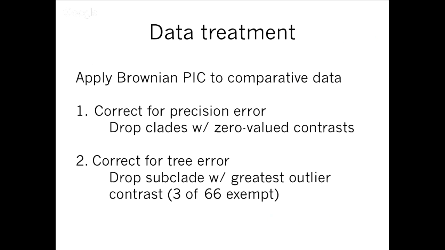So throughout our simulation and our empirical analysis, what we did when treating our data set is we first ran a simple Brownian phylogenetic independent contrasts. We then corrected for precision error by dropping any clades with 0-valued contrasts. And secondly, we corrected for tree error by dropping any subclades that were perceived as outliers. Or rather, we dropped the single clade that was the greatest outlier. Let me put it that way. This means that in our empirical data set, we dropped the outlying subclade for 63 out of 66 of our clades. 3 of them seemed like good, valid outliers.